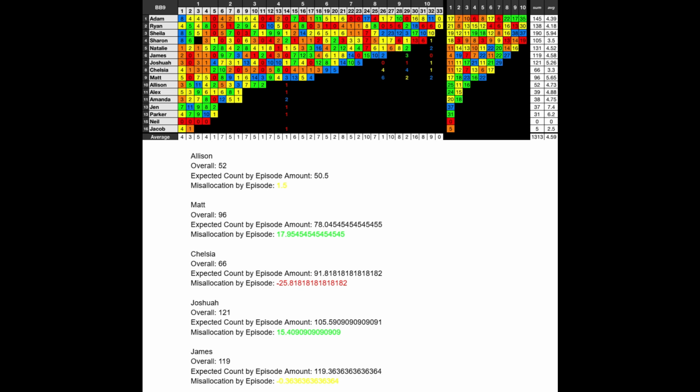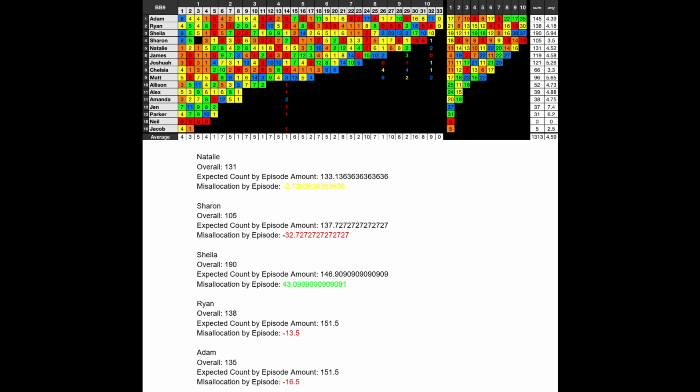James received 119 diary rooms. His expected count by episode amount is 119. So essentially, he got the perfect distribution and has the perfect edit when it comes to the diary room. And it's very rare for someone to have this. Though, if I was to be technical, his number is negative 0.3636. But if you round it down, it's 0.